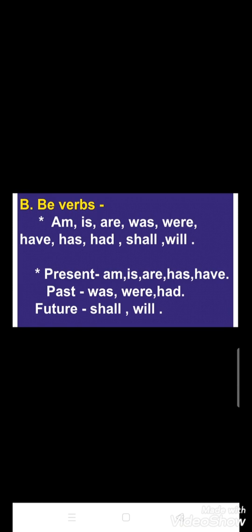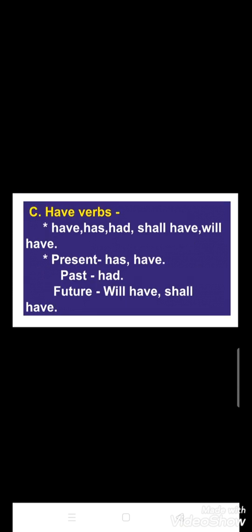After this, the next category is have verbs. And the have verbs are have, has, had, shall have and will have. Again, we can divide these have verbs into 3 categories on the basis of tenses. The have verbs which fall under present tense are has and have. Then the have verb which falls under past tense is had, and at last the verbs which come under the future tense are shall have and will have.